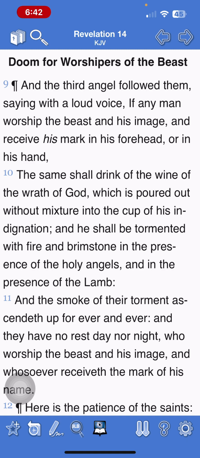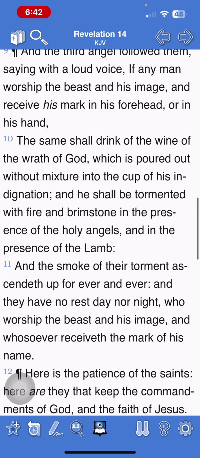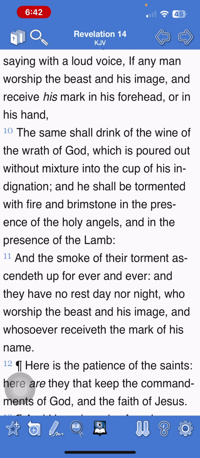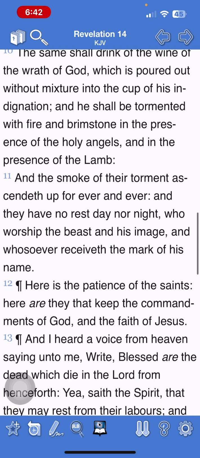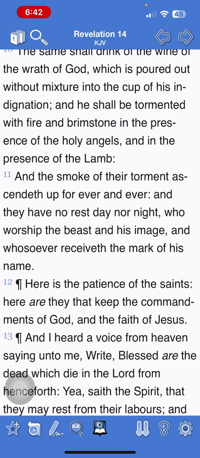So the saints shall drink the wine of the wrath of the Most High, which is poured out without mixture into the cup of his indignation, and he shall be tormented with fire and brimstone in the presence of the holy angels and in the presence of the Lamb. And the smoke of their torment ascended up forever and ever, and they have no rest, day nor night, who worship the beast and his image, and whosoever receiveth the mark of his name.